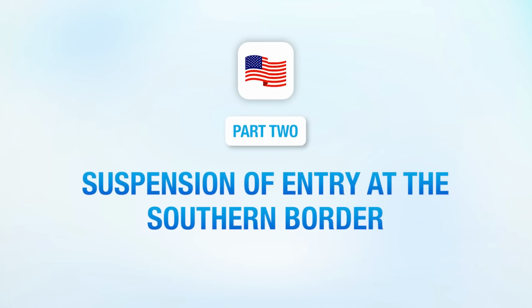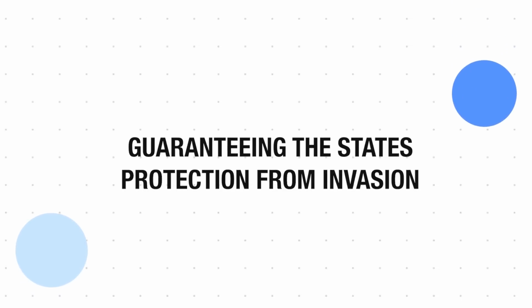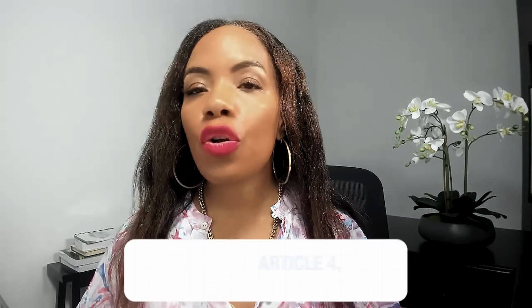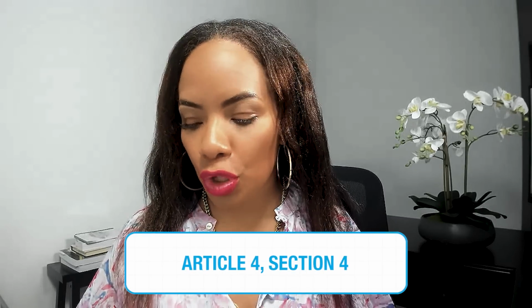President Trump has issued a suspension of entry at the southern border. The name of this executive action is called Guaranteeing the State's Protection from Invasion. Though the border has been quiet since President Biden implemented certain rules and restrictions before President Trump took office, President Trump is still insisting that there is an ongoing invasion at the southern border. Since he has characterized this as an invasion, he's able to invoke Article 4, Section 4 of the Constitution, which enables the federal government to use emergency powers to protect the states from an invasion.